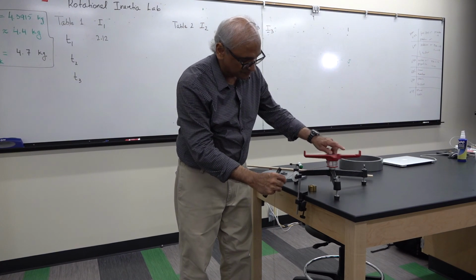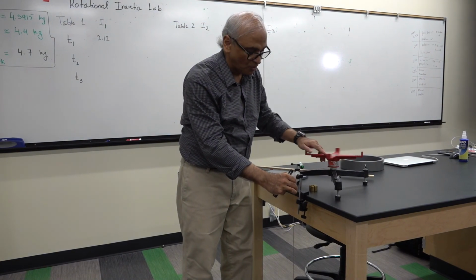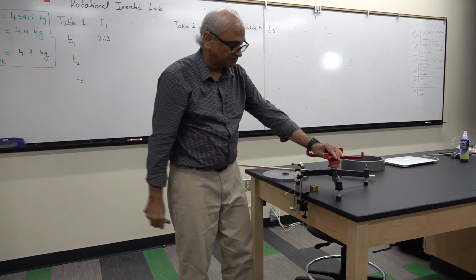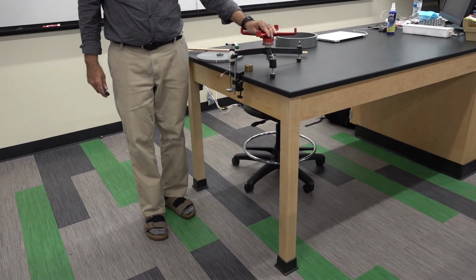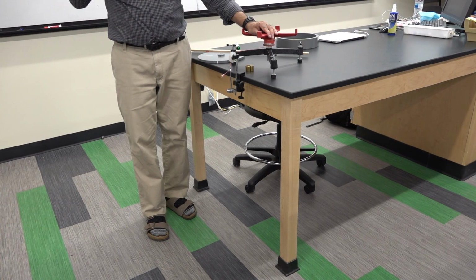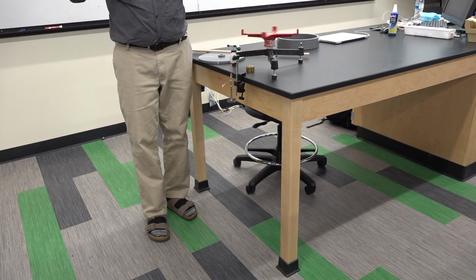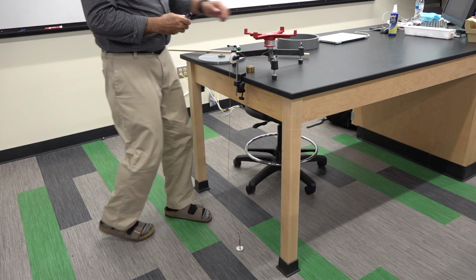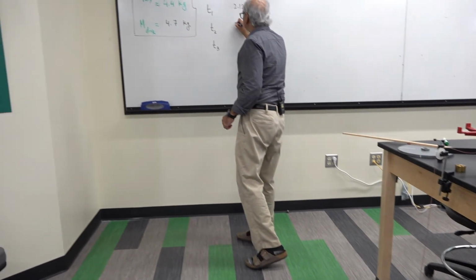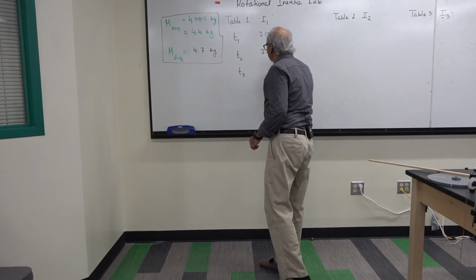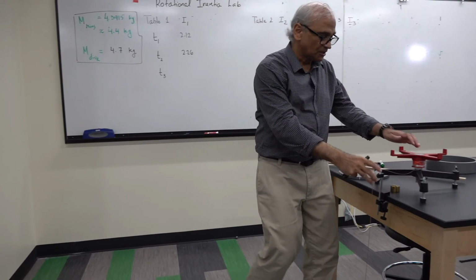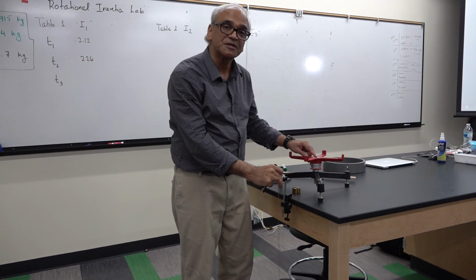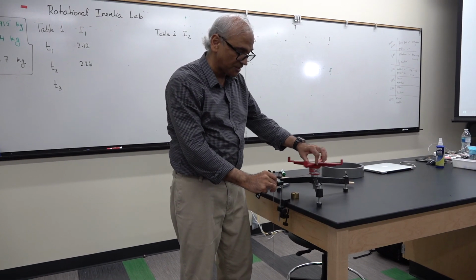and then we will move on to the time measurement for the disk and the ring. Okay, so let's go. 1, 2, 3. 2.26. That's good. Now, we're doing the time measurements, 3 time measurements, one after another.